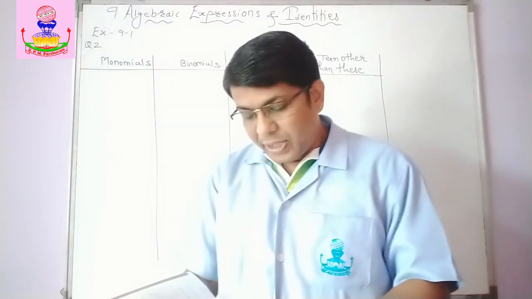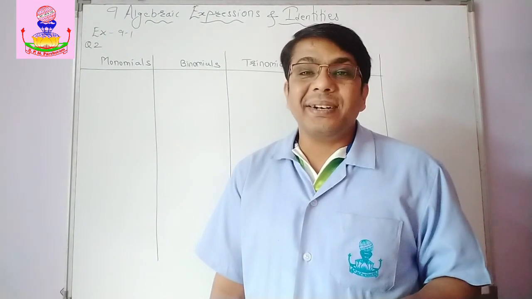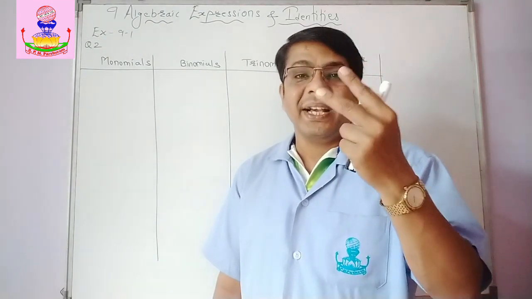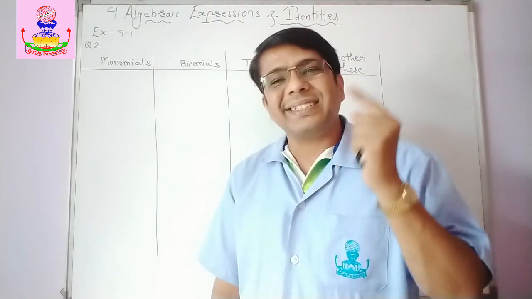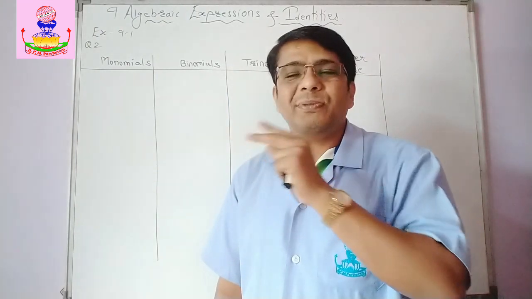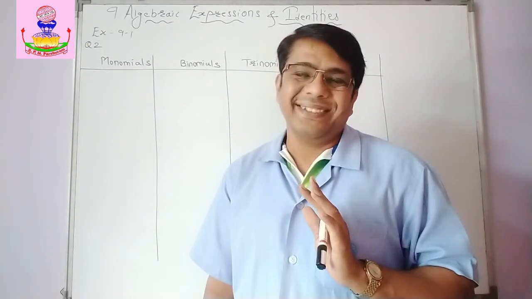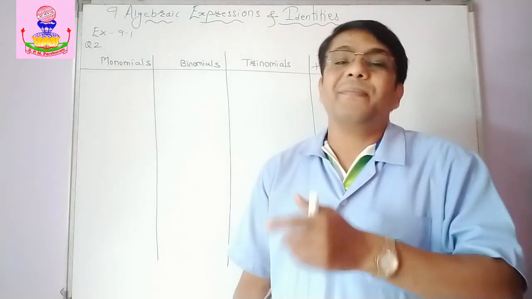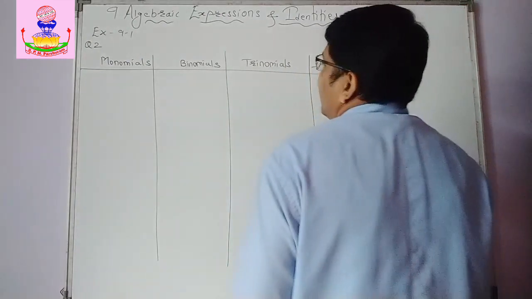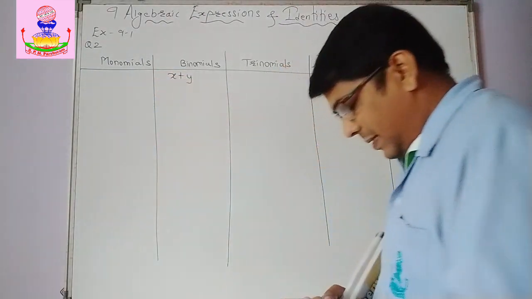Okay? And so, first one is x plus y. How many terms? 2 terms. How did you come to know? From the plus sign. When a plus or minus sign is there, then there are 2, 3, 4 terms. Okay? When they are connected by a plus or minus sign, then we can count the terms involved. So x plus y is a binomial.